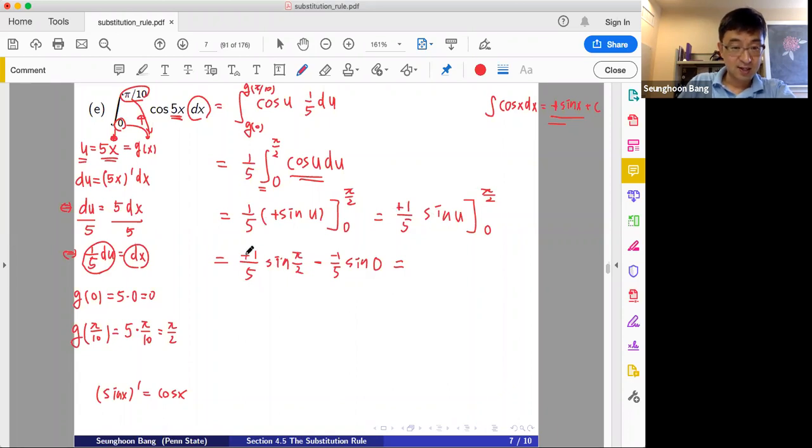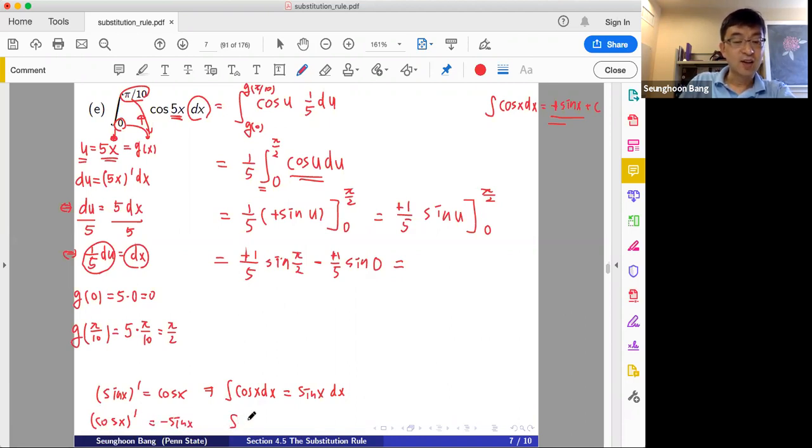Yeah, it's positive. Sorry, sine x prime is cosine of x. So the integral of cosine x dx is exactly positive sine x plus c. So really be careful. One more: the cosine x prime is negative sine of x.